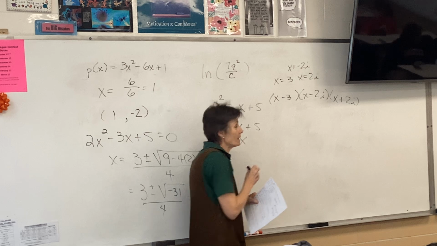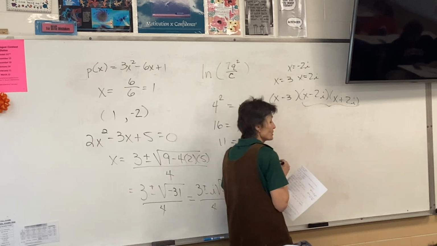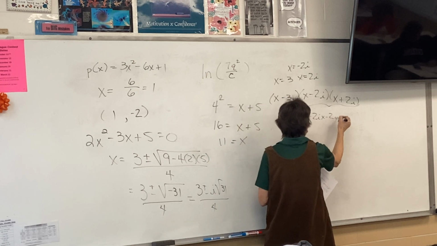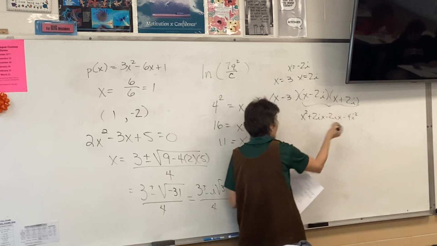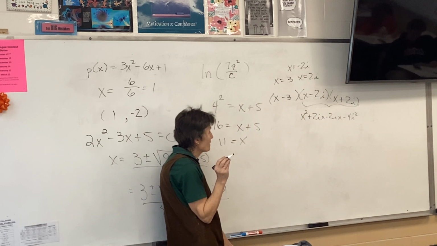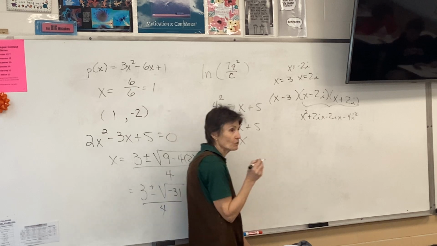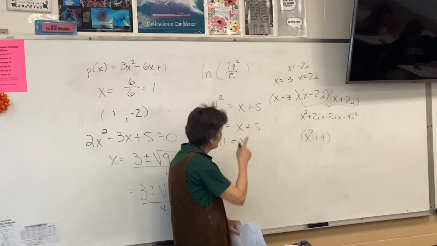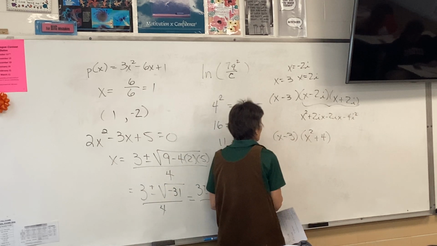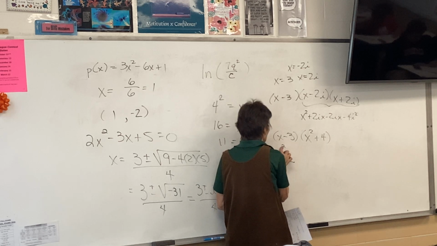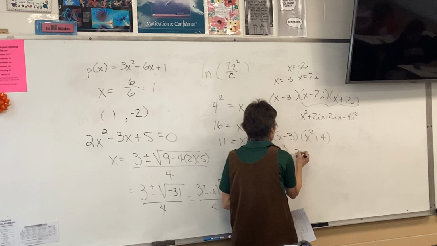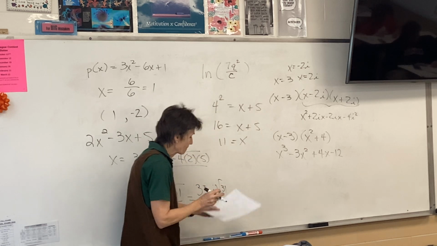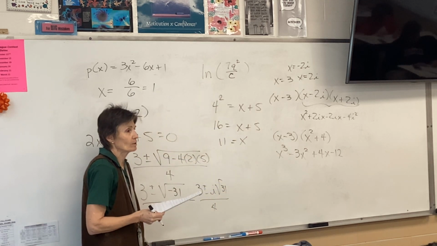And then we just start FOILing. And I always suggest you FOIL these first. So x squared plus 2ix minus 2ix minus 4i squared. Why is that so good? Because the i's cancel out. i squared is negative 1. Exactly. So all you're going to have left is x squared plus 4. And then you can just FOIL one more time. Get x cubed minus 3x squared plus 4x minus 12. How does that look? Good. And that's your polynomial with those roots.